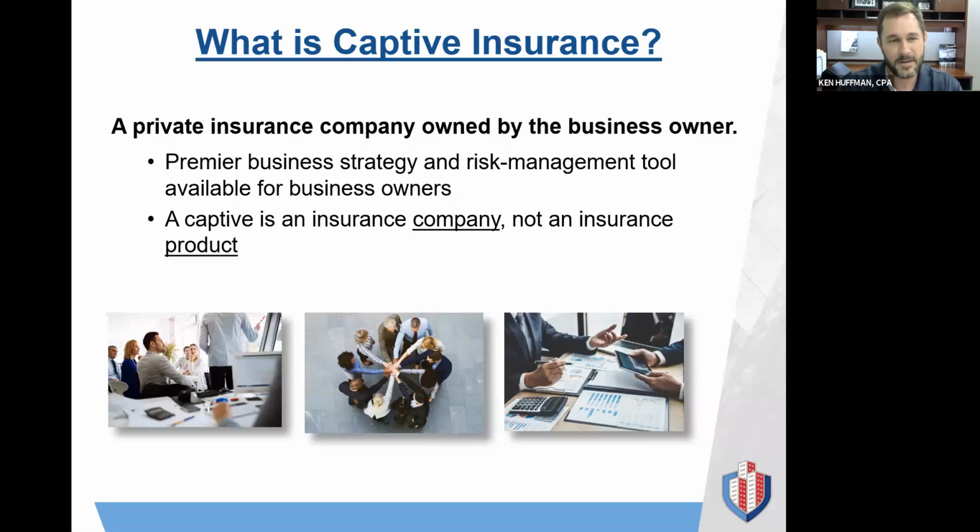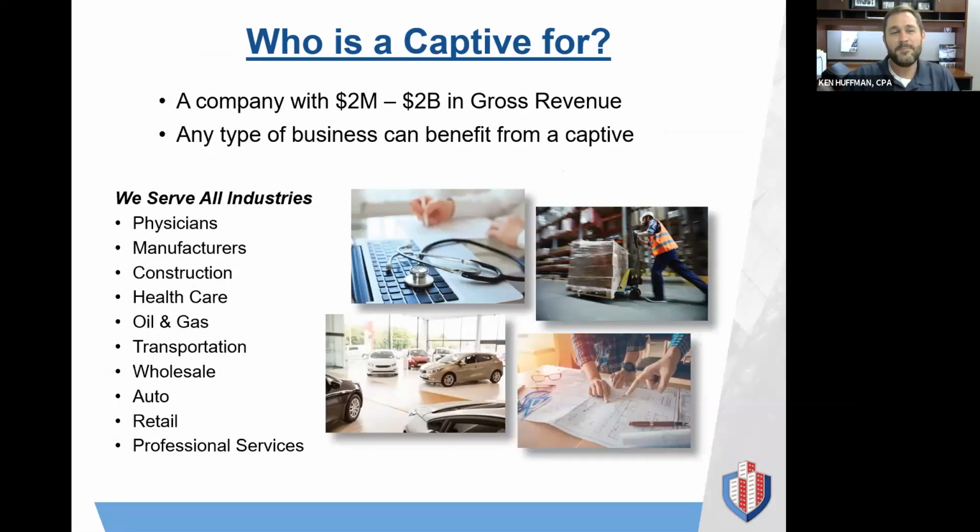So who's it for? It works for any company that has gross revenues of 2 million to 2 billion. So there's a big range. It can work if you have less gross revenue. Now, I'm not talking about 2 million of net income. I'm talking about total sales of all the businesses that the business owner has. Does it add up to 2 million? If it does, it's something they need to look into.